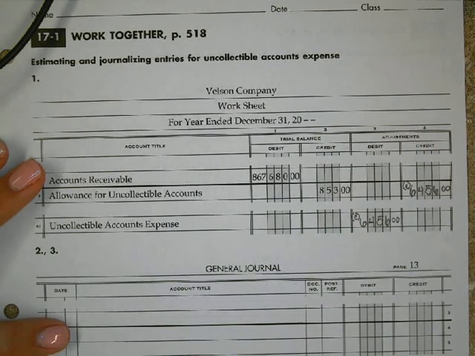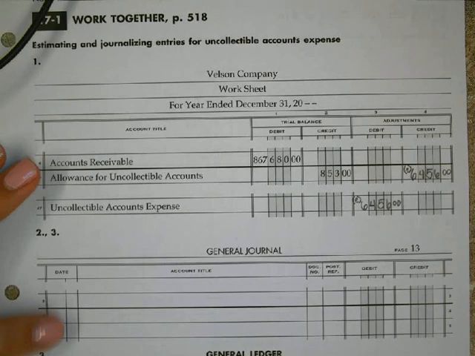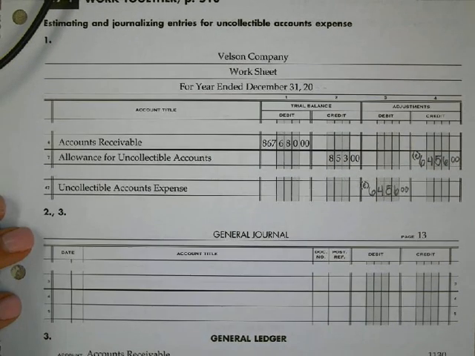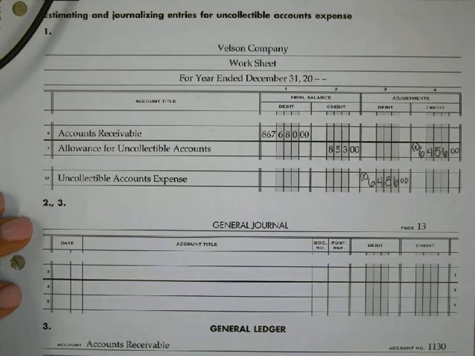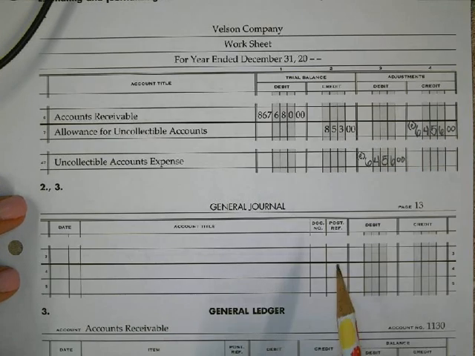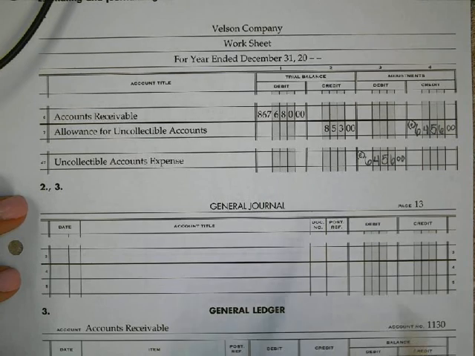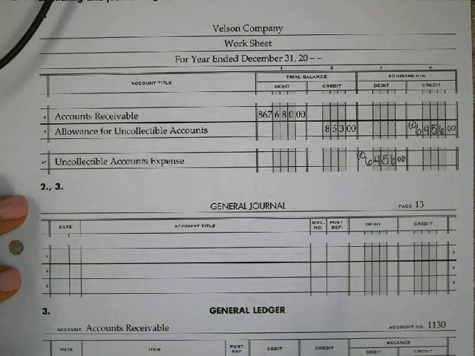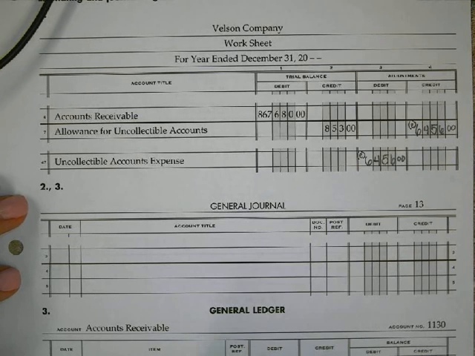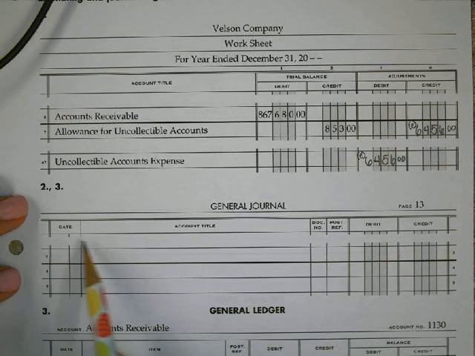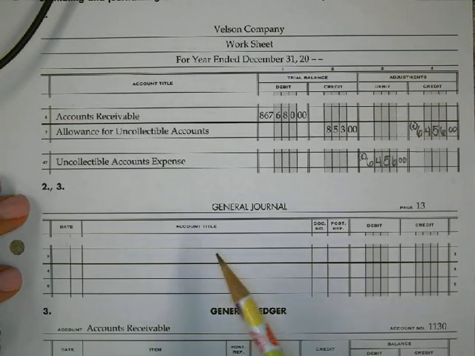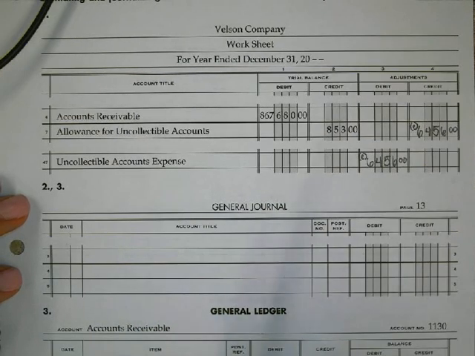Number 2 on our work together then says that we're going to journalize the adjusting entry on page 13 of the general journal. So here they give us page 13 of the general journal. Do we have to put adjusting entries here? We don't. See how they break the line here in our journal? This is just showing us that we don't have the full journal, so we're okay to just write in those adjusting entries. I do need to put the date.